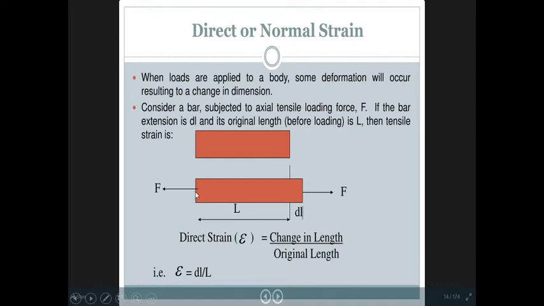You can see the arrows there, they are outside, so the load is acting as tensile force. So the object will extend. The extension of the object we have denoted as del L, that is change in length. You can see the formula: direct strain is equal to change in length divided by original length. So E is equal to del L divided by L.